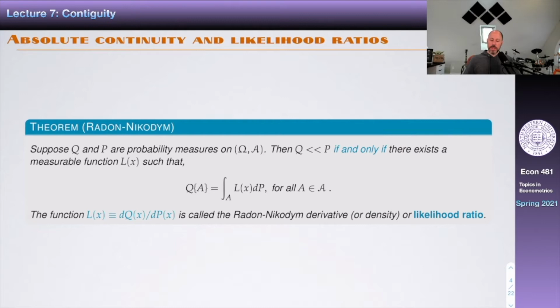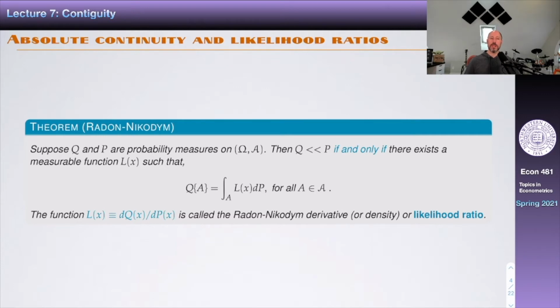So how is that going to be useful? Well, it's going to be useful through the Radon-Nikodym theorem, which I know Joel talks about. So suppose Q and P are probability measures on this measurable space, then Q is absolutely continuous with respect to P if and only if there exists a measurable function L such that this happens. That means the probability that Q assigns to set A can be written as the integral over A of this function L with respect to P. And this holds for any A. And the function L here is called the Radon-Nikodym derivative or likelihood ratio.